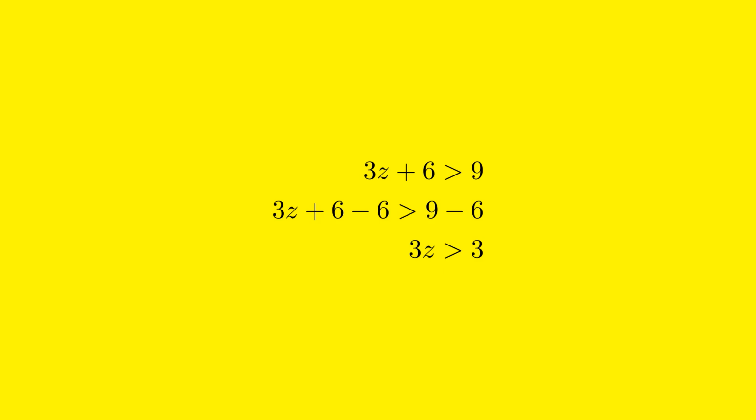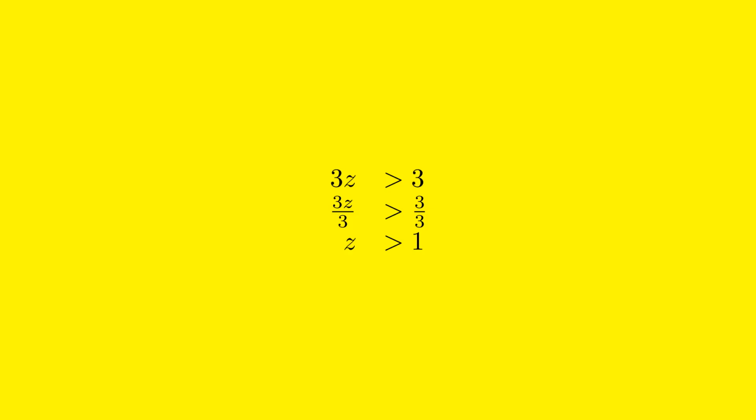The next step is to isolate z by getting rid of the coefficient 3. We will do this in step 2. So after step 1, our altered expression is 3z greater than 3. To isolate z, we must remove the coefficient 3 in the inequality 3z greater than 3. To do this, divide both sides of the inequality by 3, because the coefficient of z is 3.